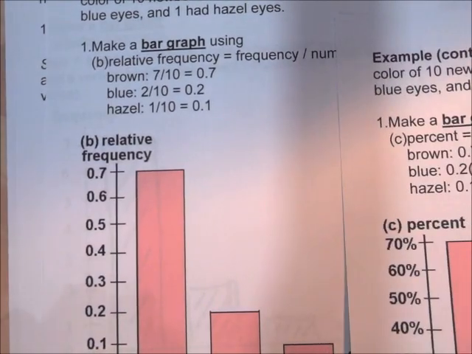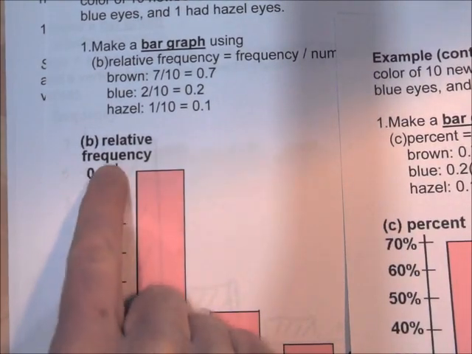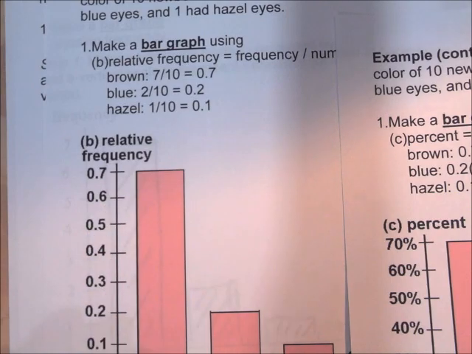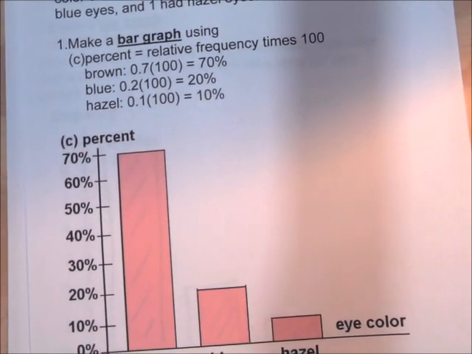You could also do percent. Percent means hundredths. If you multiply each of these numbers by 100, you get the percent. And again, it's basically the same graph.